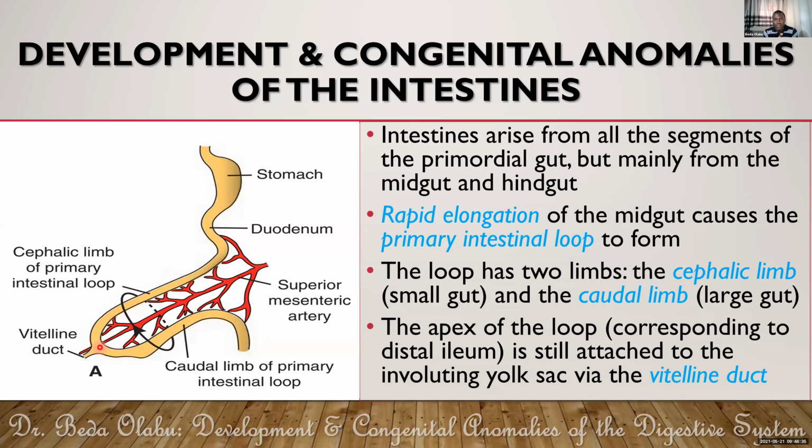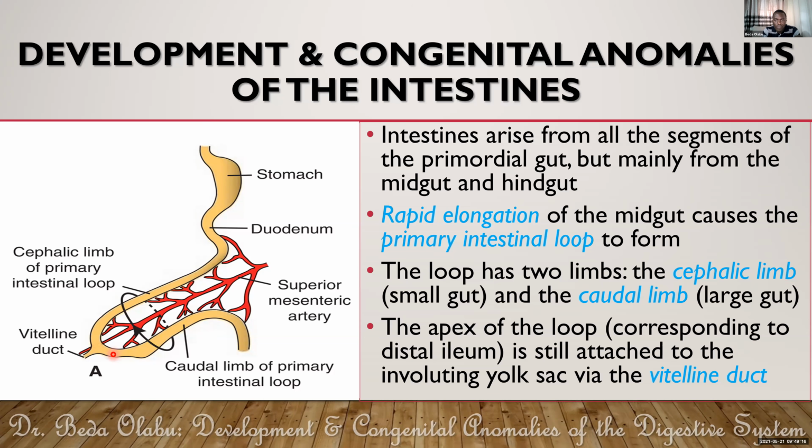That then tells you something, that there's a small part of the ileum that will then come from the caudal limb. That segment of the ileum will come from the caudal limb as opposed to the cephalic limb. But generally, the cephalic limb gives us the small gut, and the caudal limb gives us the large gut. But there's a small part of the ileum that will definitely come from the caudal limb because the apex of the loop is within the ileum, not at the junction between ileum and cecum.